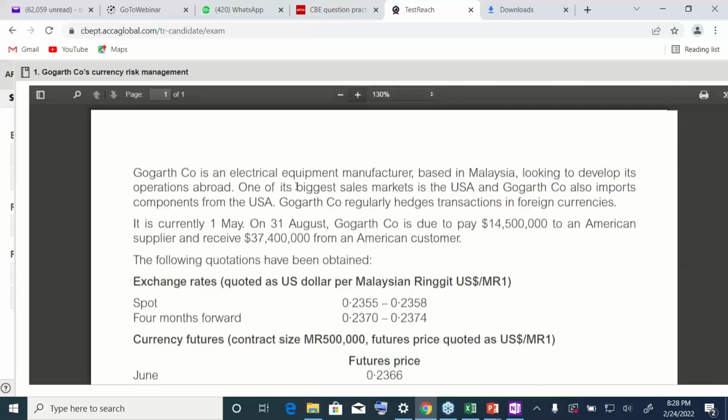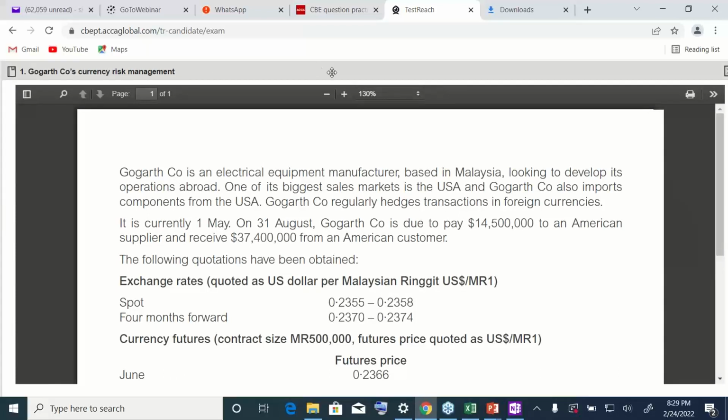G company is an electrical equipment manufacturer based in Malaysia, looking to develop its operations abroad. So you are based in Malaysia and you are looking to develop operations abroad. One of its biggest sales markets is the USA, and G company also imports components from the US. So you are selling products to the USA market, you are also importing products from the USA market. G company regularly hedges transactions in foreign currencies. It is currently 1st May.